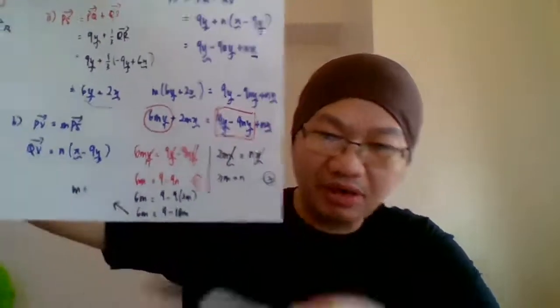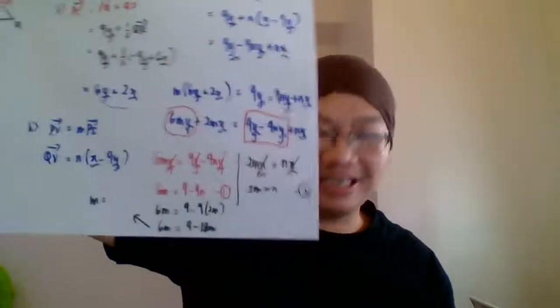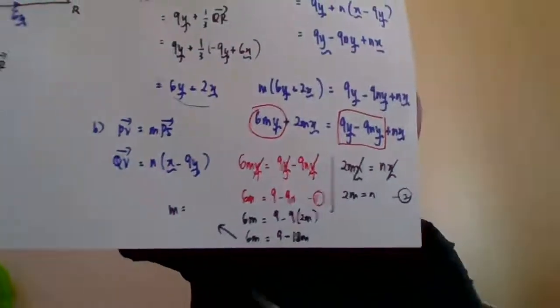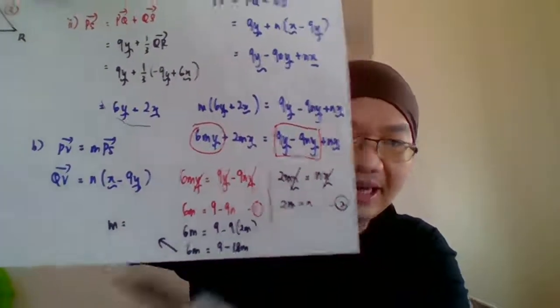So how much is your M? Okay, calculate for me how much your value M and how much your value N. And then solve the problem for question B.